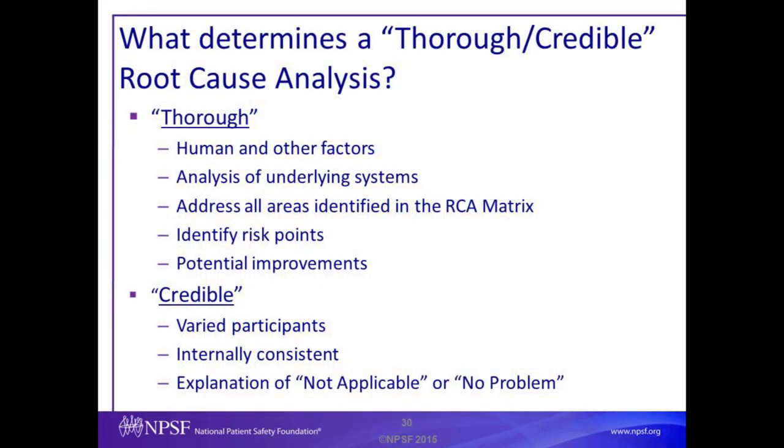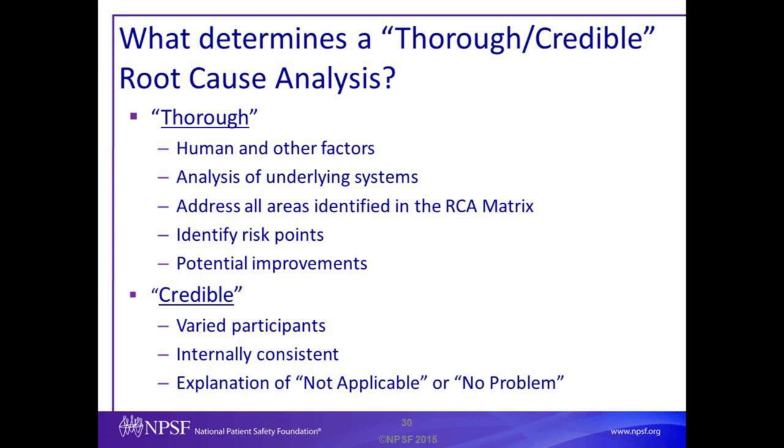Guidance is available from the Joint Commission to help you do a thorough and credible root cause analysis. Thorough means you look at a number of areas to understand root cause. This includes human and other factors, as well as analysis of underlying systems and processes. There's a matrix that helps you look at these various areas so you can identify all risk points and discover where there is the potential for improvement.